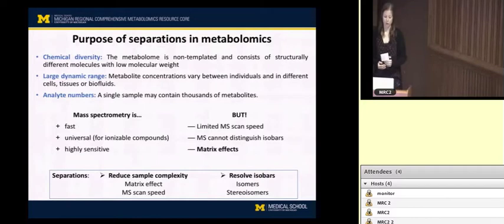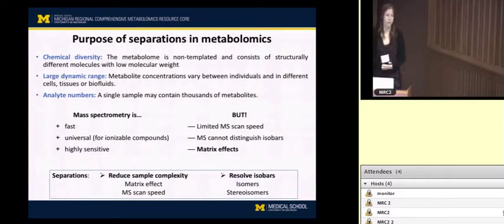In order to do this, we want to reduce the complexity of the samples. We also want to separate isobaric compounds, because with mass spec, we can only distinguish things that have identical mass over charge. Chromatography can, depending on what kind of stationary and mobile phase we're using, help distinguish the two, separating them so that they can enter the mass spectrometer individually and be detected and quantified individually.